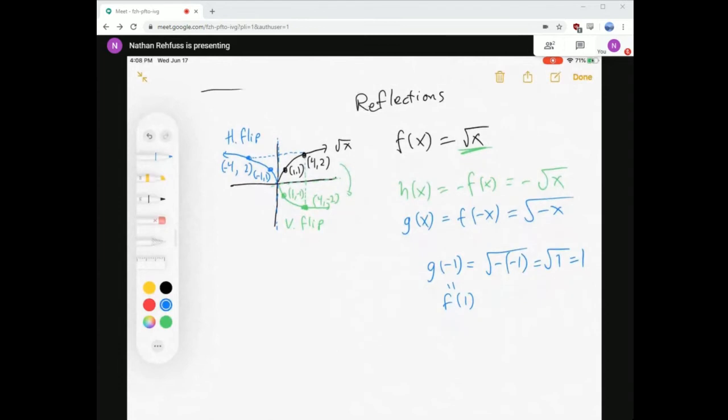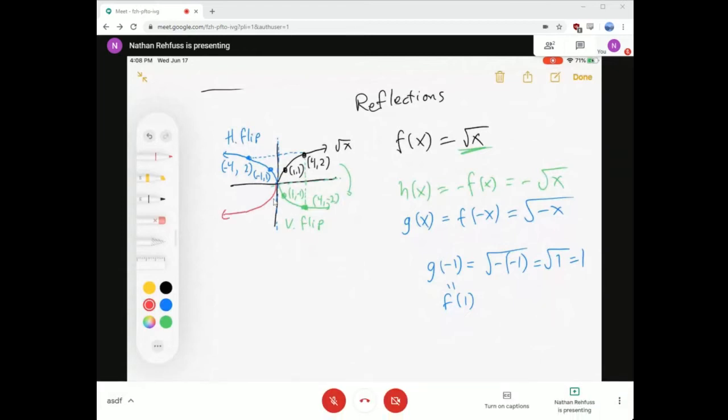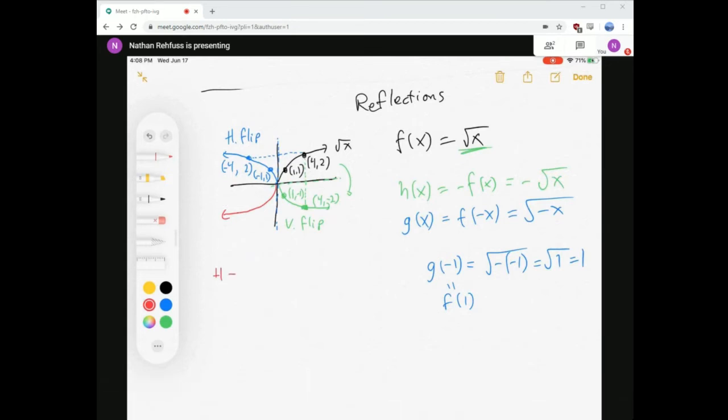Here's one more thing we can do with reflections. What if I want this curve right here? How would I get that? I could do a horizontal flip to get to the blue curve, and then if I do a vertical flip after, the blue curve turns into the red curve. So I could do a horizontal flip and then a vertical flip.